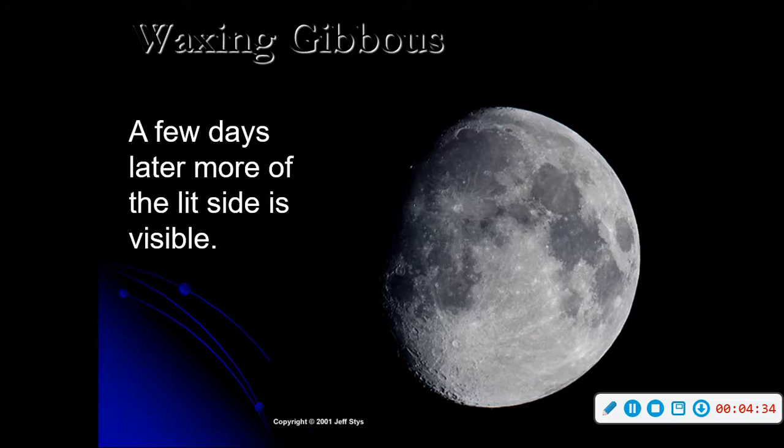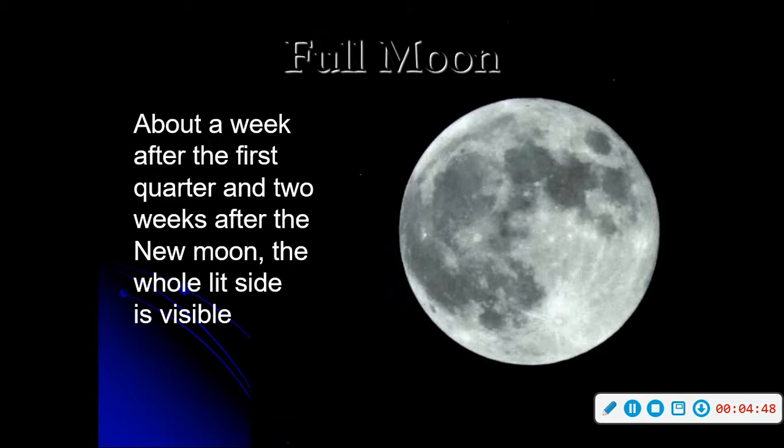And next is waxing gibbous, so almost a full moon, not quite. There's a sliver of black on the right side if you complete the circle here. Hard to see that, but that's what the waxing gibbous is. And about a week after the first quarter, 2 weeks after the new moon, we have the full moon. Okay, so that's fully lit up.